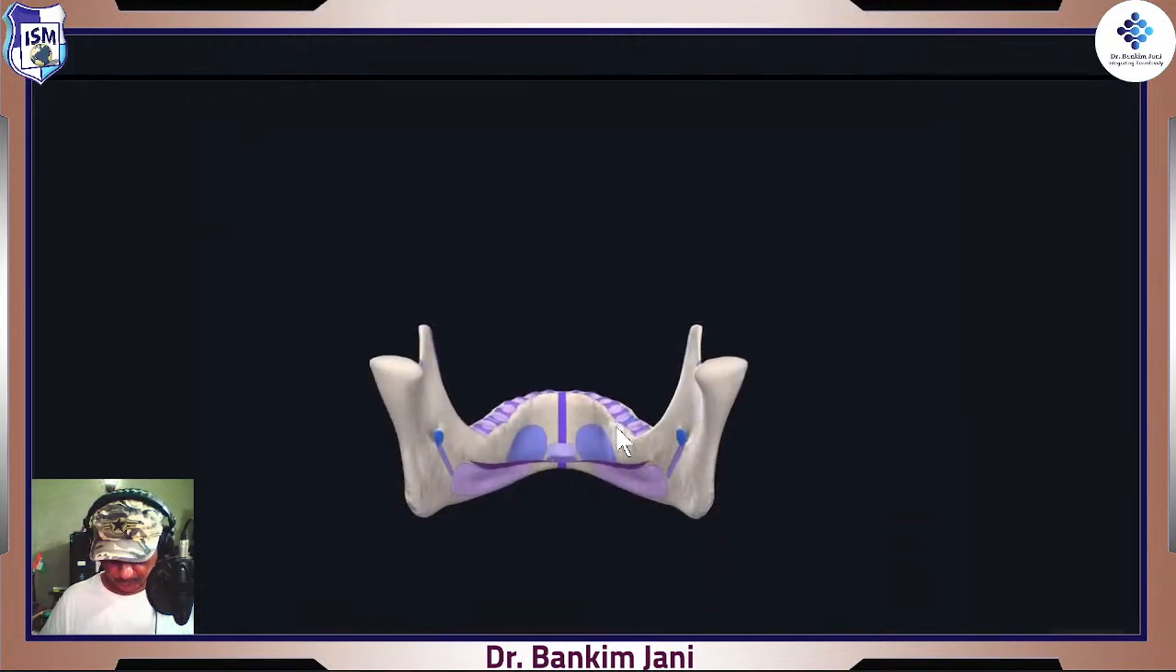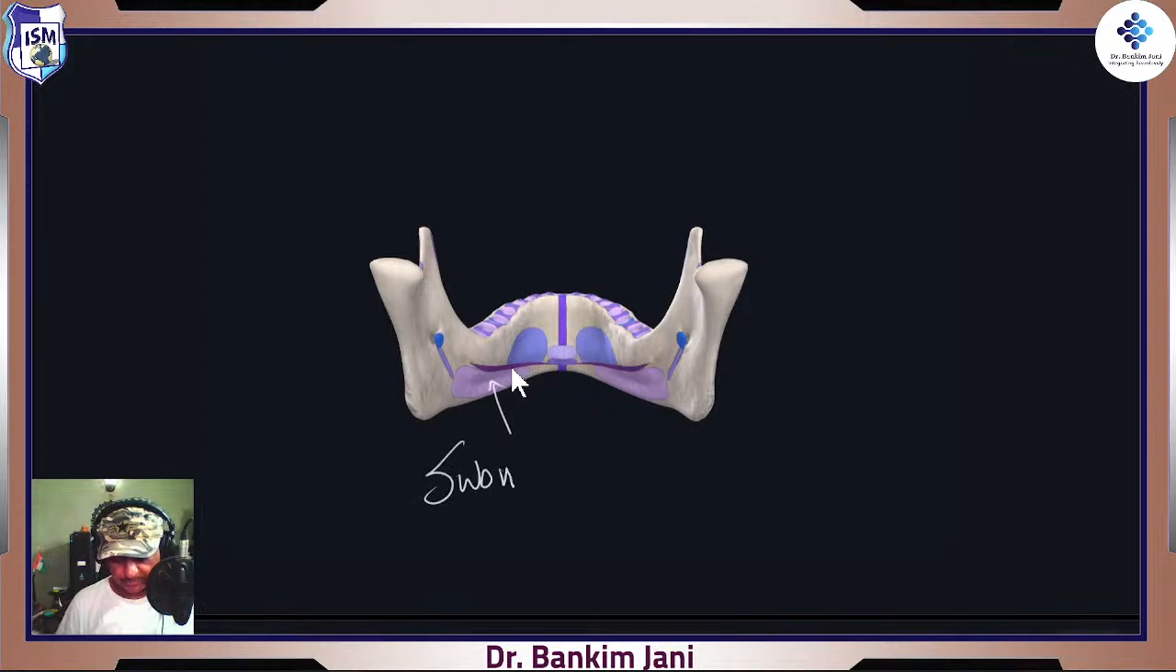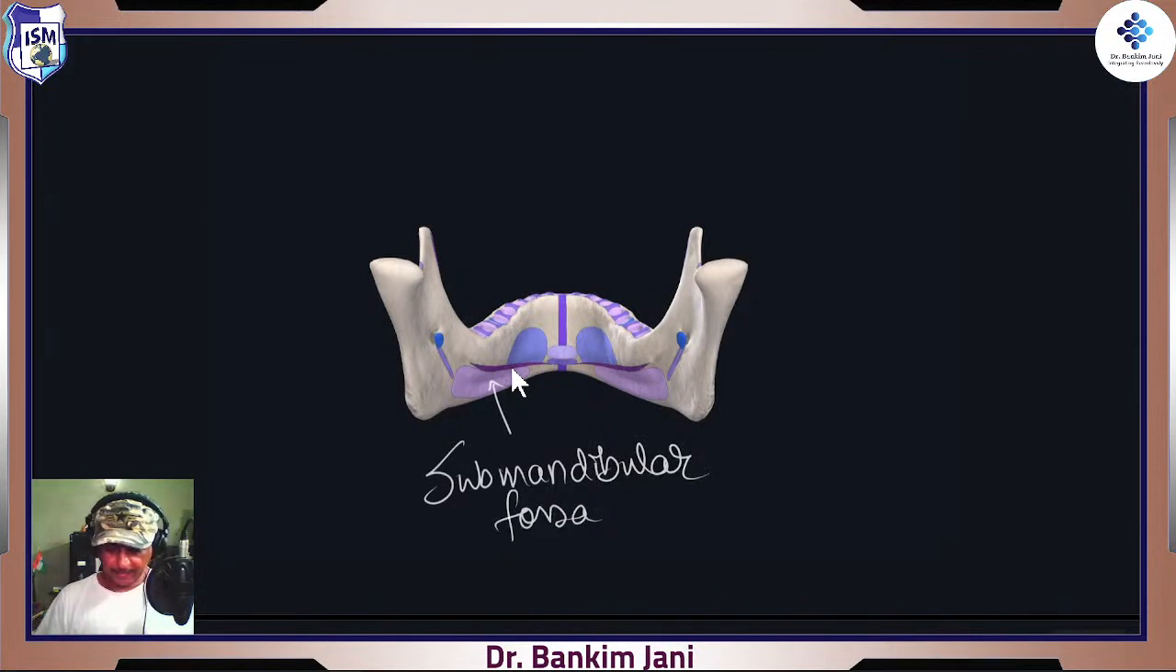Now watch it over here. This would be much easier, right? Because things are properly marked. So two things we'll see: the submandibular, this one, underneath the mandible. So this is the submandibular fossa, right? Submandibular fossa. This one, that one. So that is the sublingual fossa. So this would be the sublingual fossa.